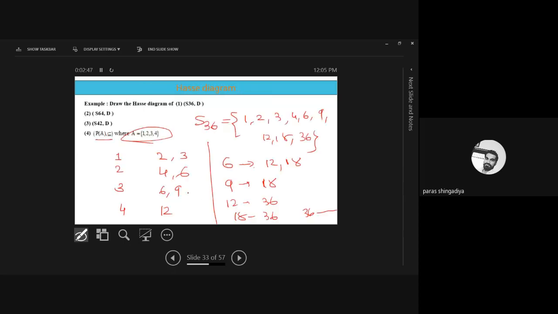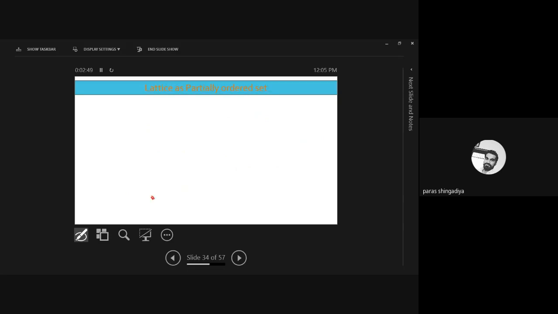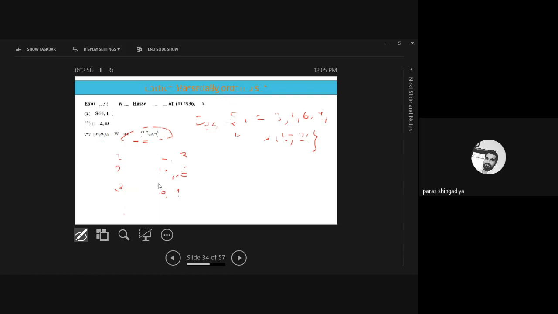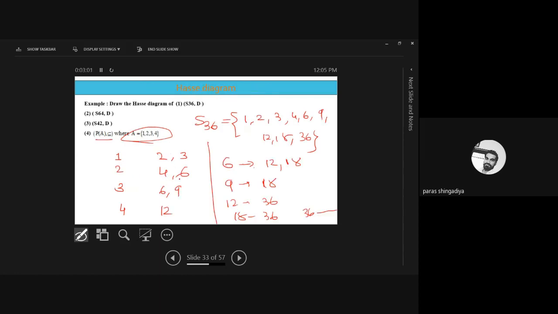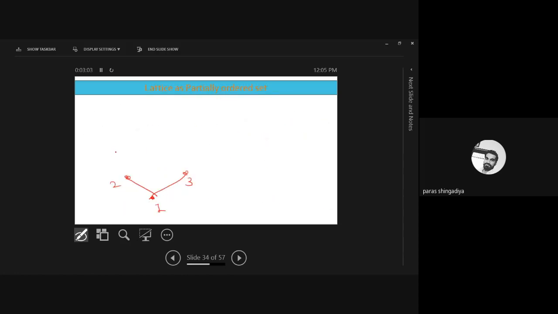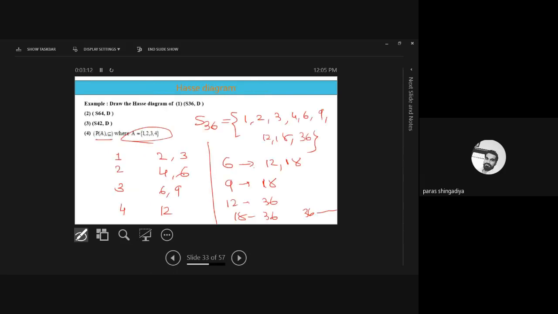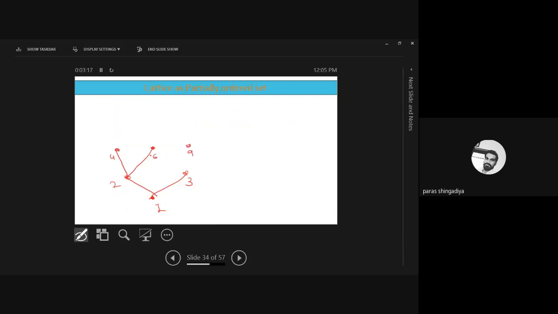Clear? This is the data you have, and you can create the S diagram. For 1, that is the place of 2 and 3. Clear? 2 is a cover element of 1, 3 is a cover element of 1. Okay? That is step 1. 2 with 4, 6, and 9. Clear? So consider 4, 6, and 9. 4 and 6 are cover elements of 2. 6 and 9 are cover elements of 3. Clear? So connect now, 6 and 9 are the cover elements of 3.